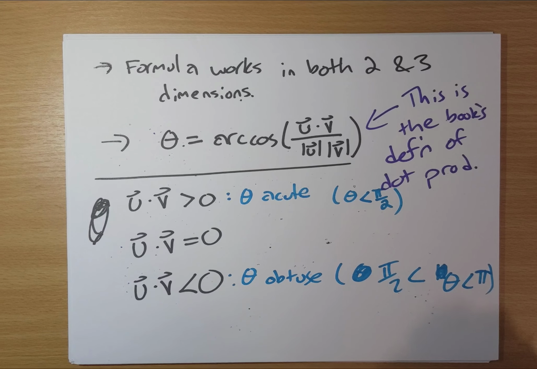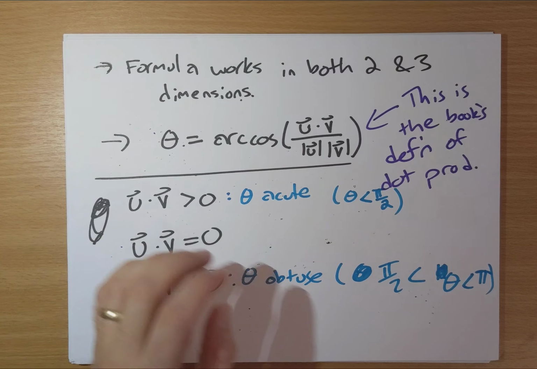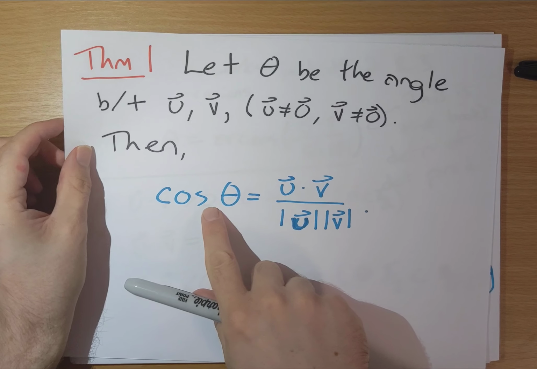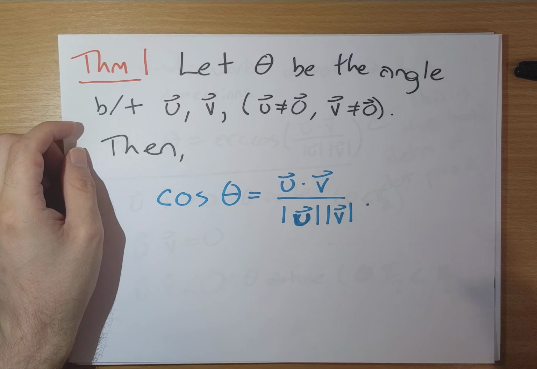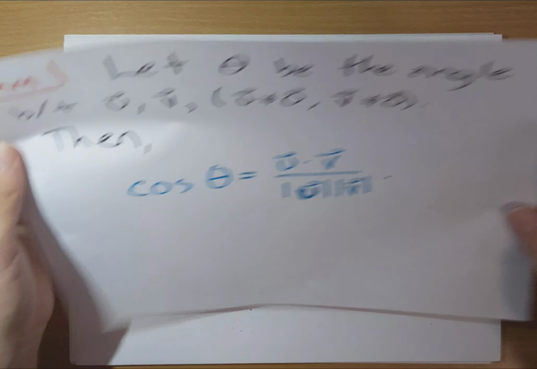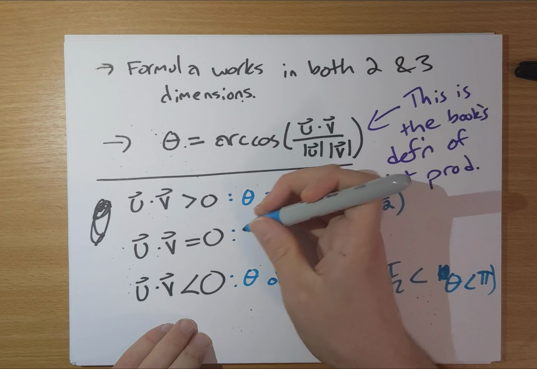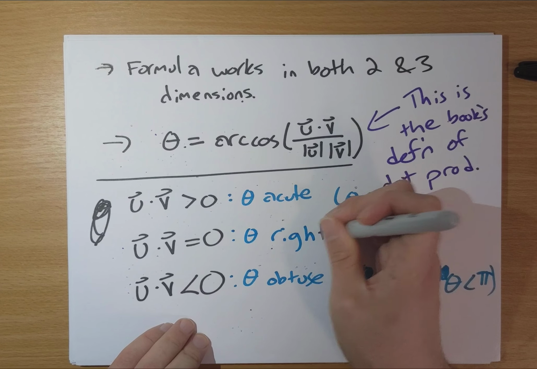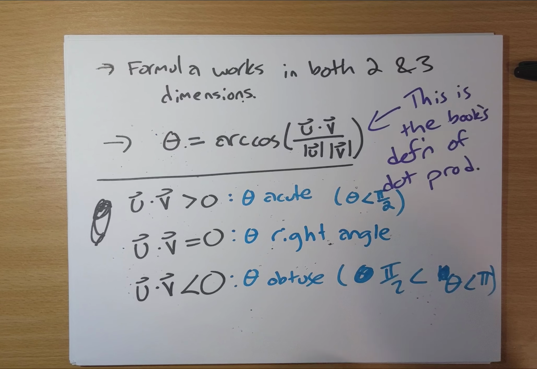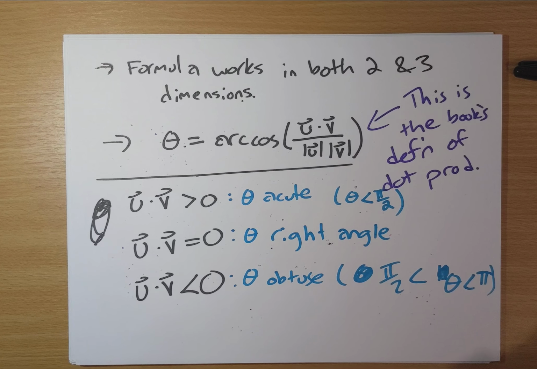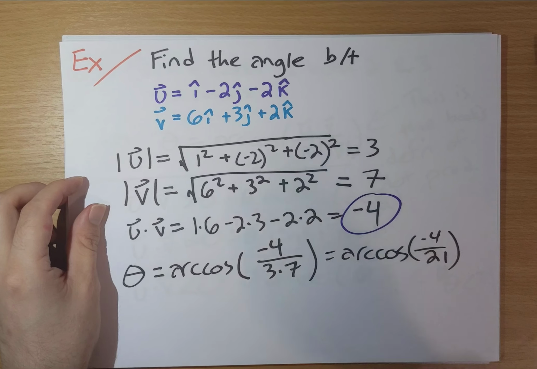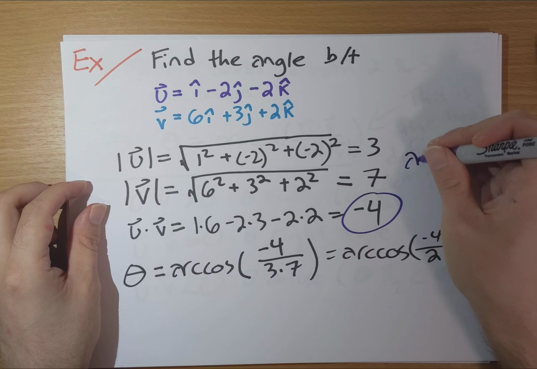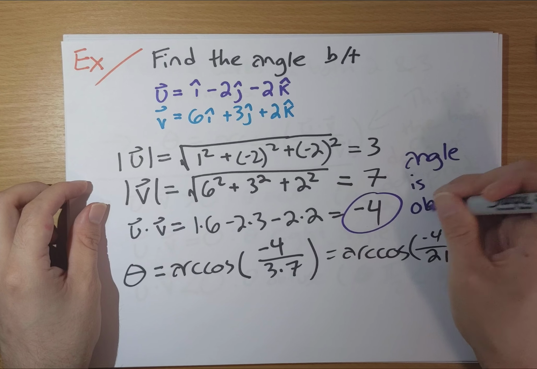And then there's a final special case here. If u dot v is equal to 0, then cosine theta is 0 over whatever, so cosine theta is 0. When is cosine theta 0? That is, theta is a right angle. Theta is pi over 2. First let me just point out that our dot product in the example is negative, so the angle is obtuse.